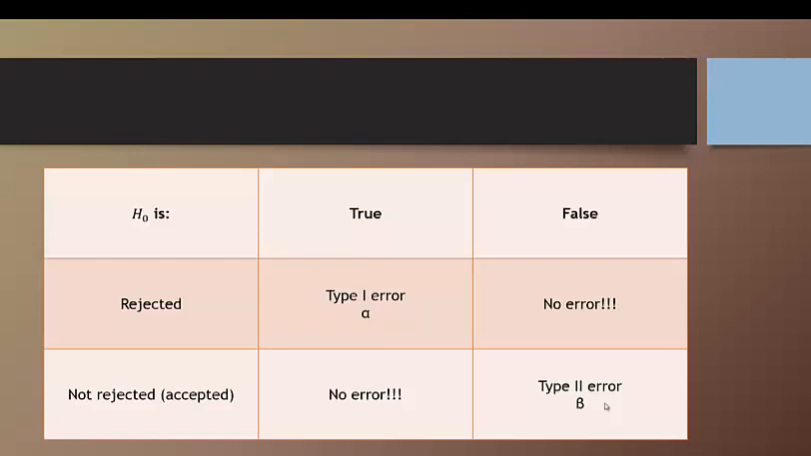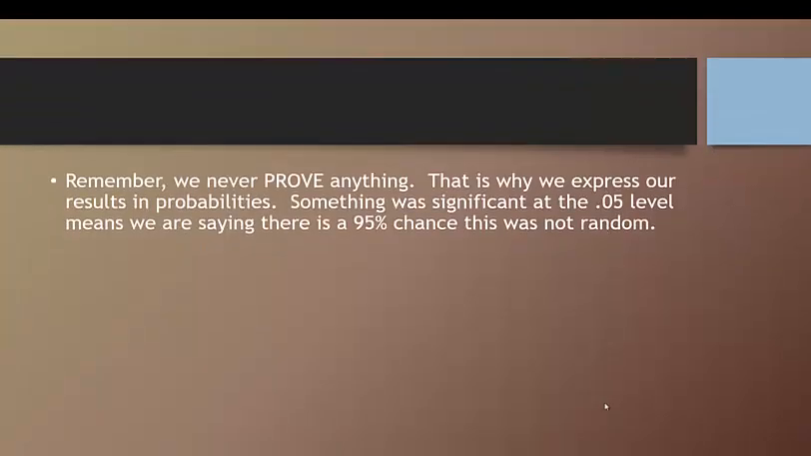So that's a bit of a summary then of what we're going to discuss in this module on hypothesis testing. So remember, we never prove anything. Okay? That is why we express our results in probabilities. Something was significant at the 0.05 level means we are saying there is a 95% chance this was not random. So we never prove anything. We might get to a 99.9% chance it was not random. And we might even say 99.99%. But we're never going to say 100%. Okay?